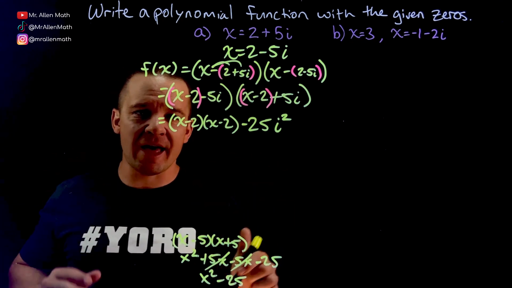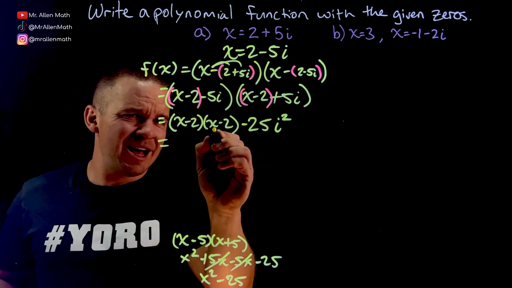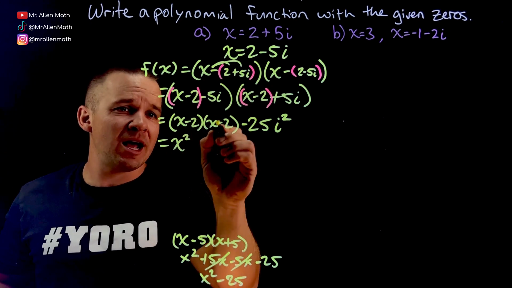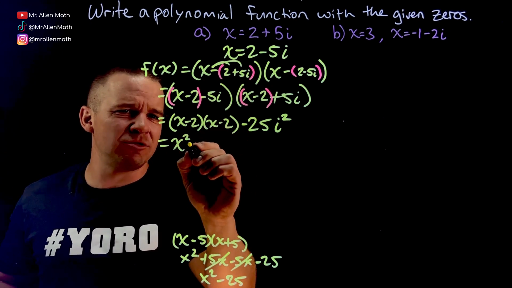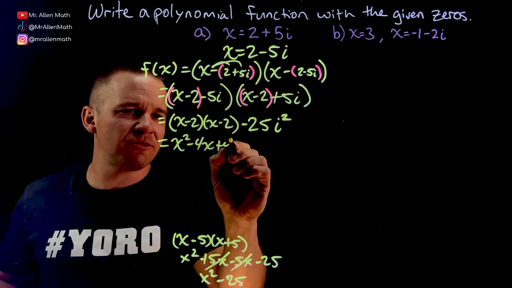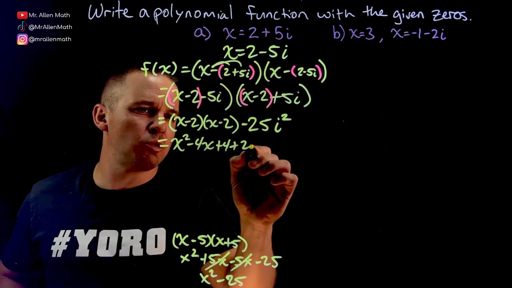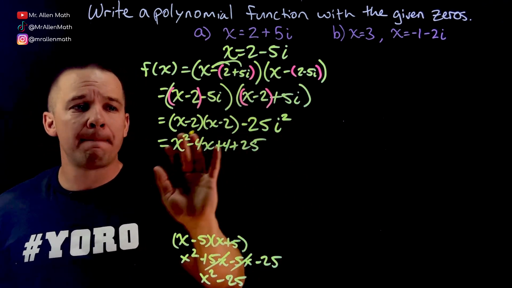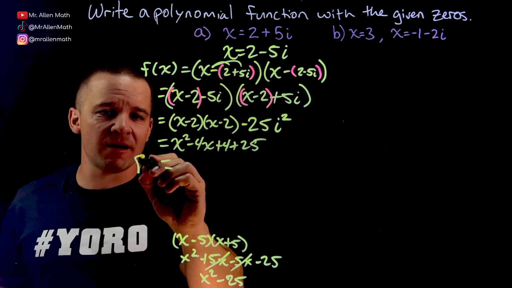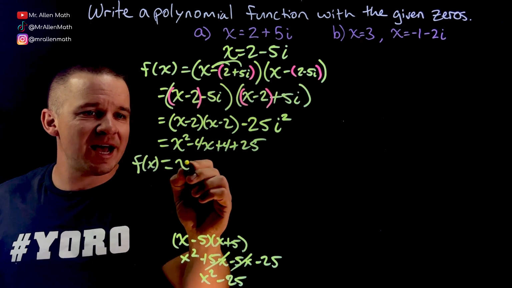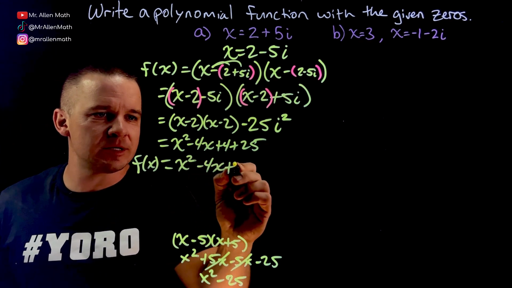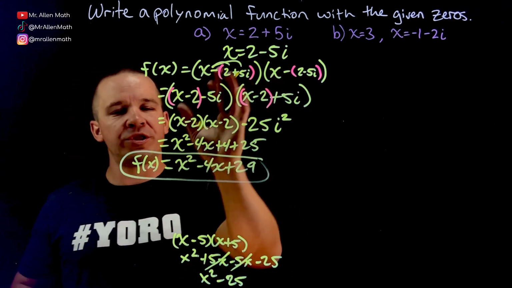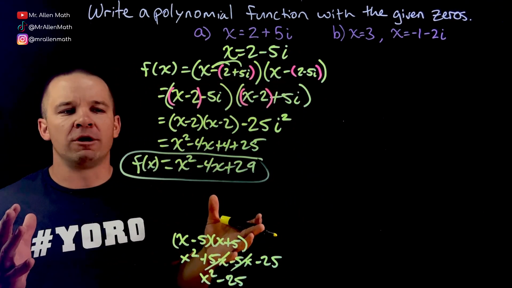All right, enough of that. Let's continue here. x times x is going to be x squared, right? And then we've got negative 2x and negative 2x is negative 4x, plus 4. And then we have plus 25. i squared is negative 1, times negative 25 is positive 25. So my final here, f of x equals x squared minus 4x plus 29. That is my polynomial function with the given zeros. Wonderful. It's in standard form.